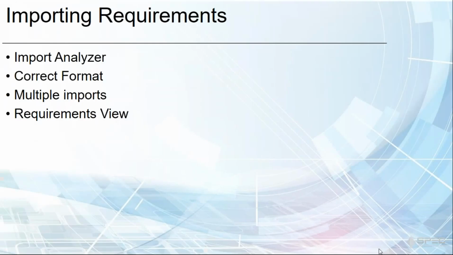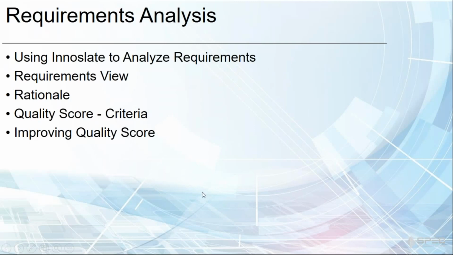So as we go into the next slide, doing requirements analysis: using Innoslate to analyze requirements, we're going to do it in requirements view. I showed you the rationale, and rationale is pretty simple. It's just why is this a requirement? What's the rationale behind this being a requirement? Quality score, and I'll show you what the criteria are that go behind the quality score and how we can improve that quality score.